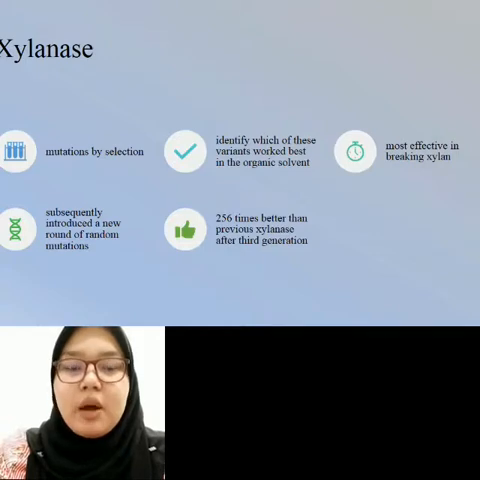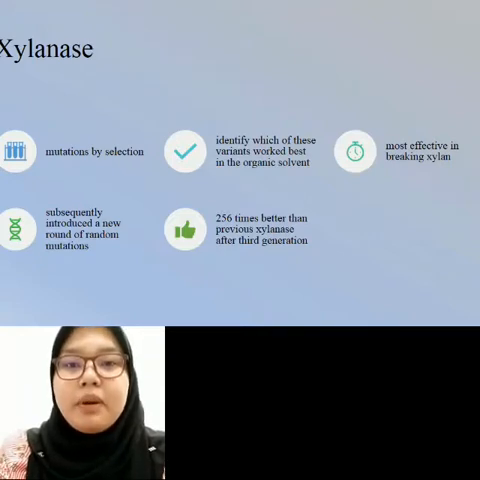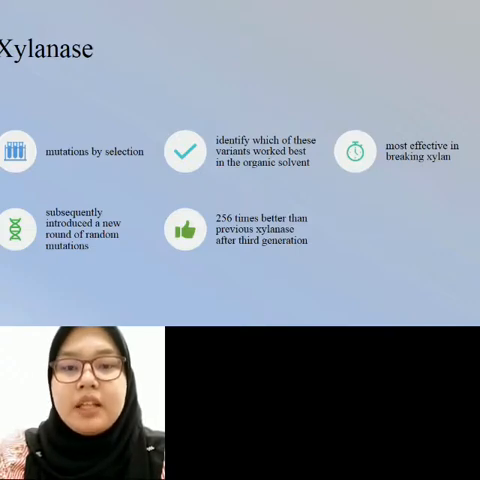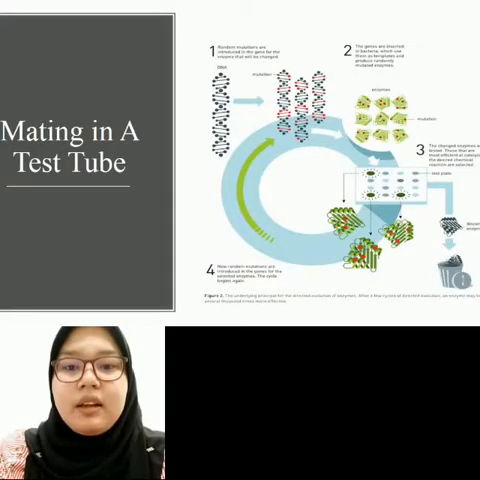We know that Xylanase can break down xylan. So, we take the variants of Xylanase and put them into 35% of DMF. For the next step, we introduce a new round of random mutation which yields variants that work better in DMF. In the third generation, we can find a variant of Xylanase that works 256 times better in DMF. So, it means there is a combination of 10 different mutations.